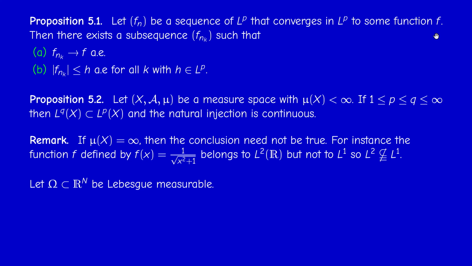Now, the last thing is about the density of the continuous functions with compact support. If Omega is a subset of R^n which is Lebesgue measurable, then we consider Omega as a measure subspace of R^n equipped with the Lebesgue measure, which we denote by lambda_N.